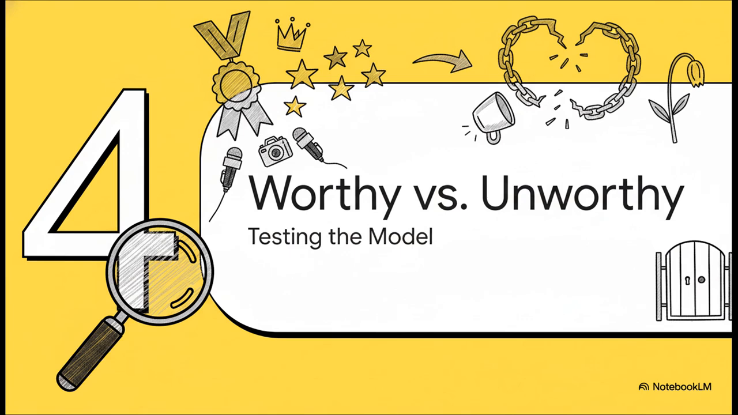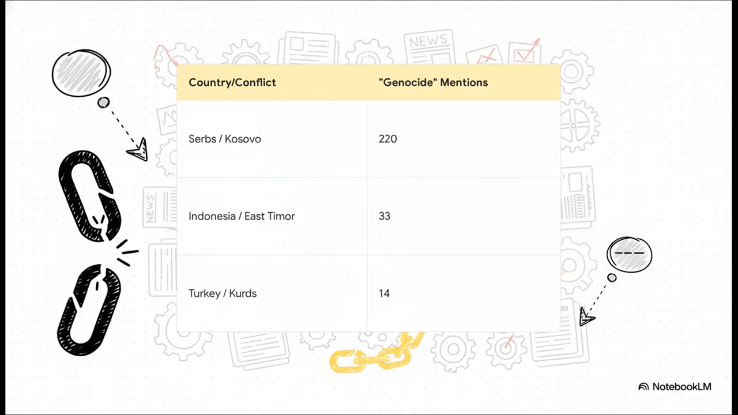Now, how do the authors actually test this model? One of their most famous methods is to compare media coverage of very similar events. They look at what they call worthy victims and unworthy victims. This table is a really stark example from the source material. It tracks how many times the word genocide was used in the media in the 1990s. For atrocities committed by an official enemy, like the Serbs in Kosovo, the word was used 220 times.